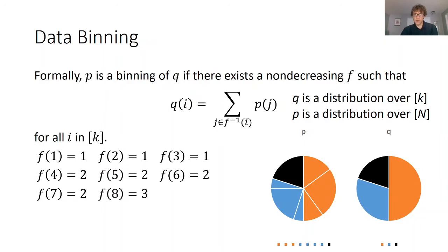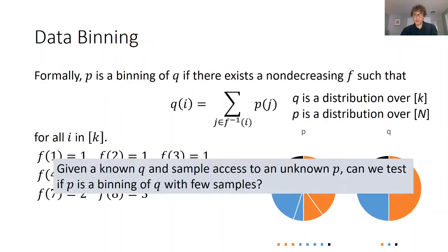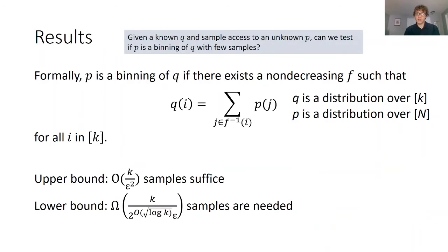But our question here is going to be, how can we determine if P is a binding of Q with few samples? Here we have complete access to Q, but only sample access to this unknown P. And we're trying to determine if P is a binding of Q, again, using as few samples as possible. So this is a new problem that has pretty much no information on it in the literature as far as we could tell. So we give the first upper and lower bounds for this problem.